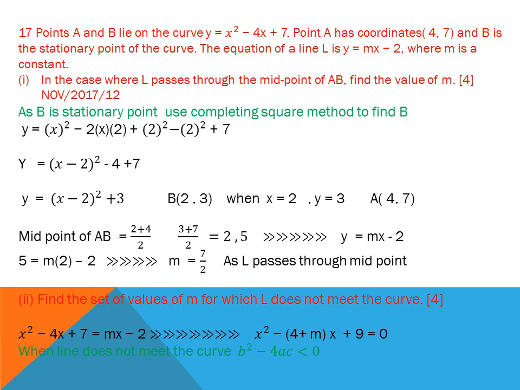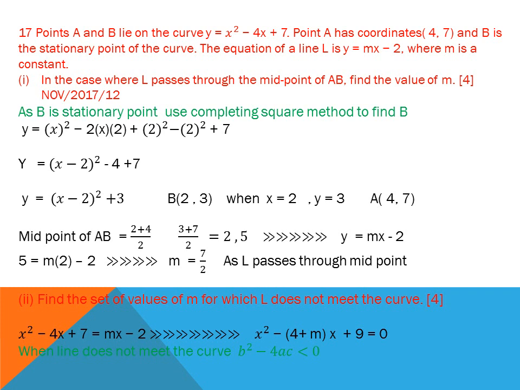As B is a stationary point, use the completing square method, which I have already done in a previous question. X square minus 2 into x into 2 plus 2 square minus 2 square, complete the square, plus 7, which you have already done in O level. So it will become y is equal to x minus 2 whole square plus 3. So for the stationary point, I applied the value x is equal to 2 and the value of y is 3. It's a minimum point. It means the curve is moving upward. In the previous question also, the value of y is minimum and the curve is moving upward. So the stationary point is 2 and 3, where x is equal to 2 and y is equal to 3.